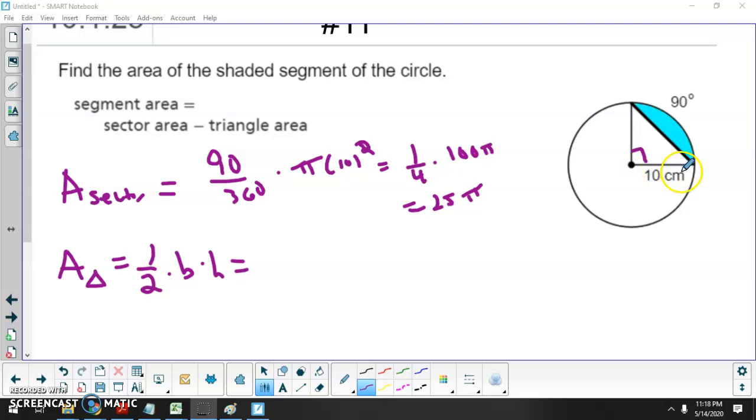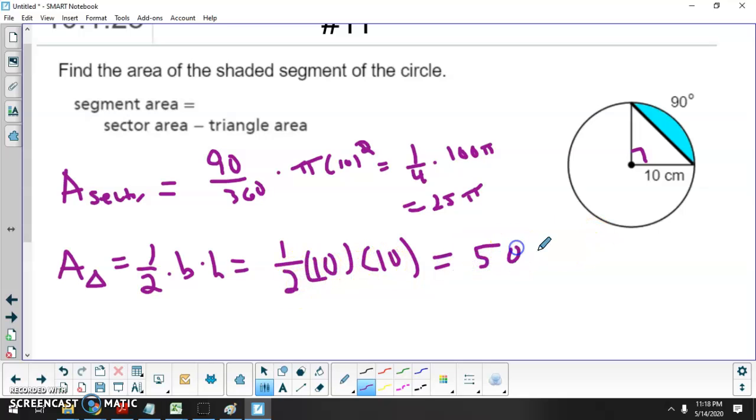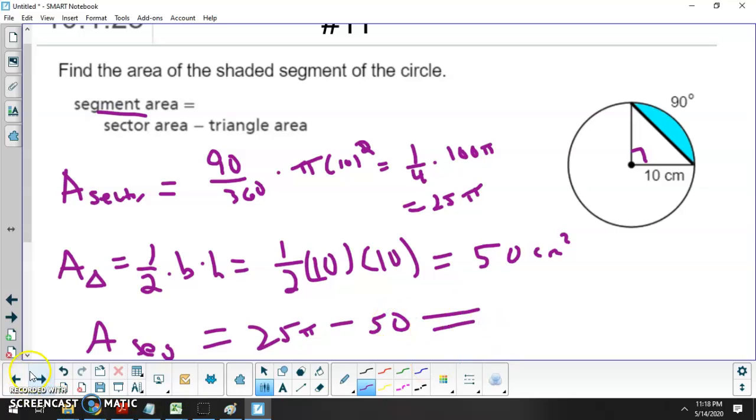The area of this triangle is a lot easier because this is just a 90-degree angle here. The base is equal to 10. Okay, and the two radii are always the same. The radius in a circle is always the same as the other radius. So they're both 10 here. So you do 10 times 10 is 100, and you take half of it. So the area of this triangle is just 50 centimeters squared. Now to figure out the segment area, you have to subtract the two things there. So you take 25 pi minus 50, and then you get your answer rounded.